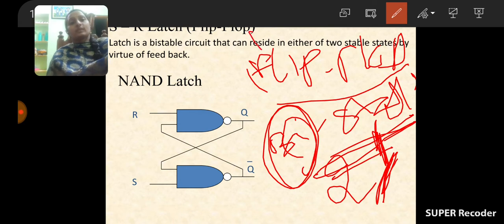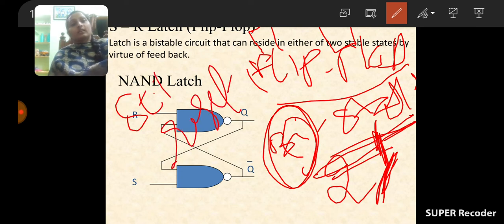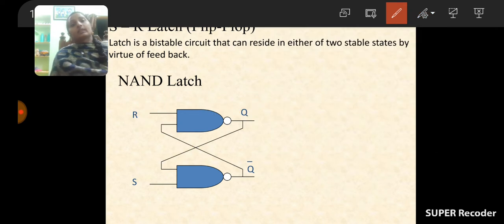So flip means what? High level. Flop means low. Flip is called set and flop is called reset. So the name flip-flop is derived from its output. So what is meant by a flip-flop? How do we define a flip-flop?